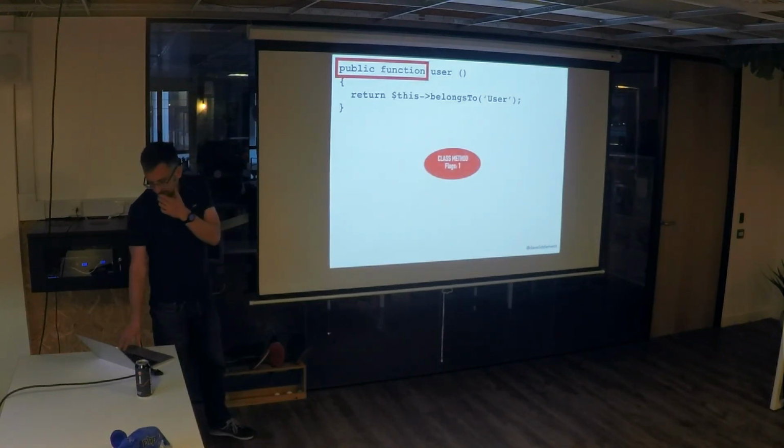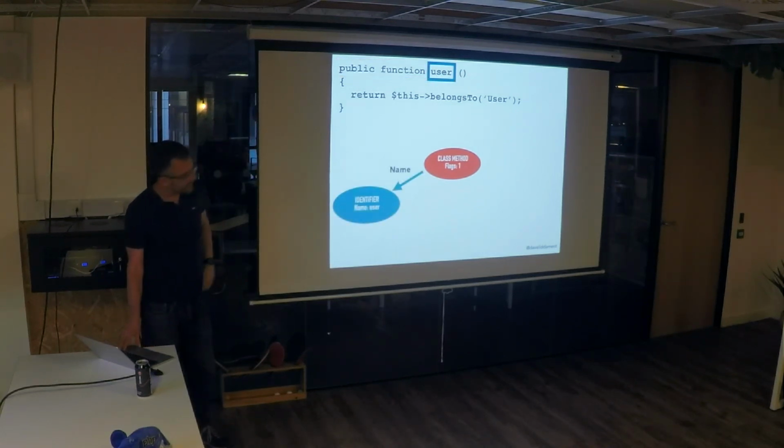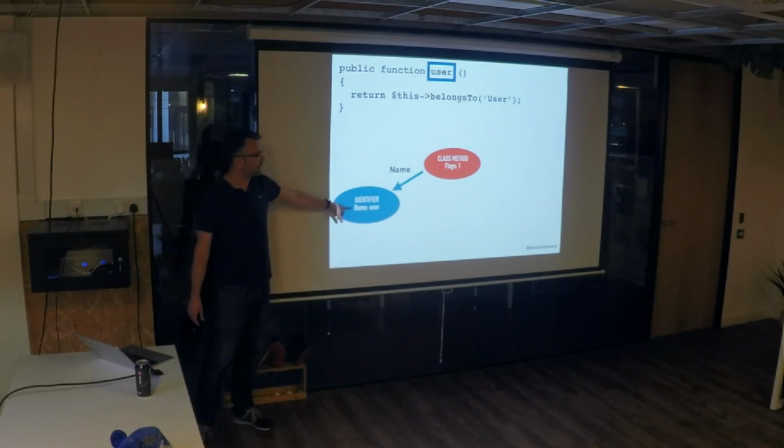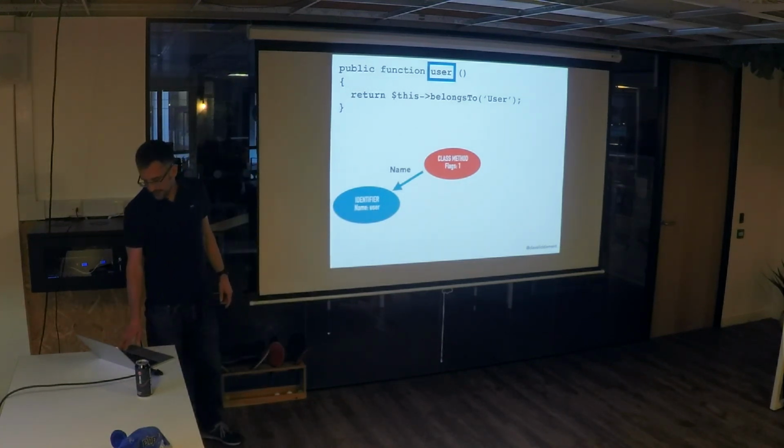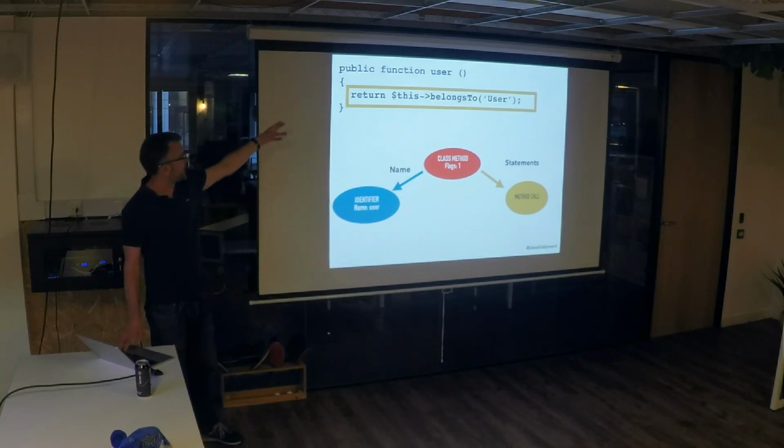We've got public function, which is a class method. It's got a flag value of 1 because it's public. Again, it's got a name field, which is an identifier. And it's got some statements, in this case, a method call.